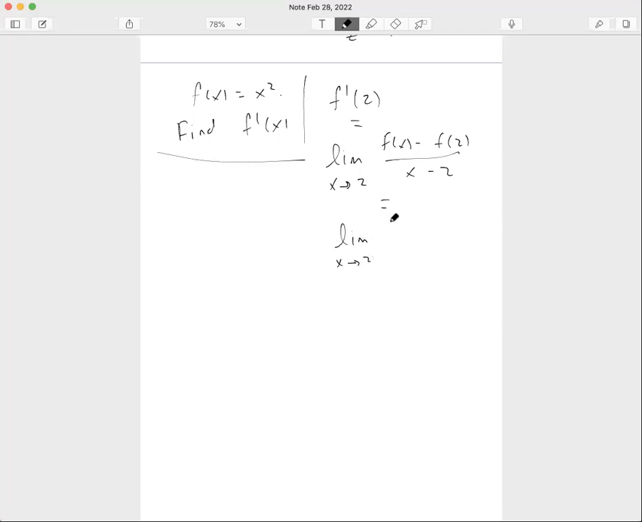So was it x squared minus 4 over x minus 2, and then we calculated this, right? When we factored out the numerator and canceled, we found that the derivative was 4. So what we're going to do now is, instead of looking specifically at 2, find a general equation for the derivative at any point. That's going to be our goal here: to find the general equation for the derivative.